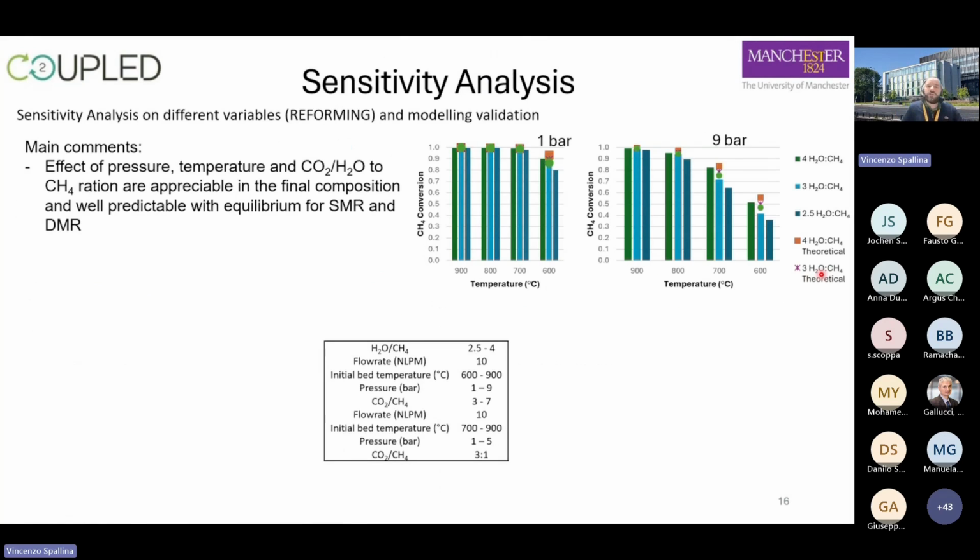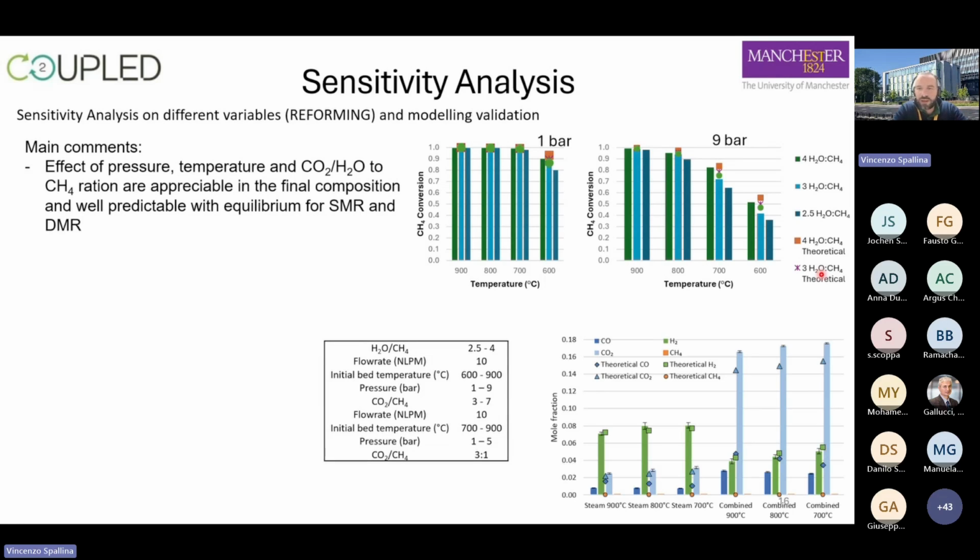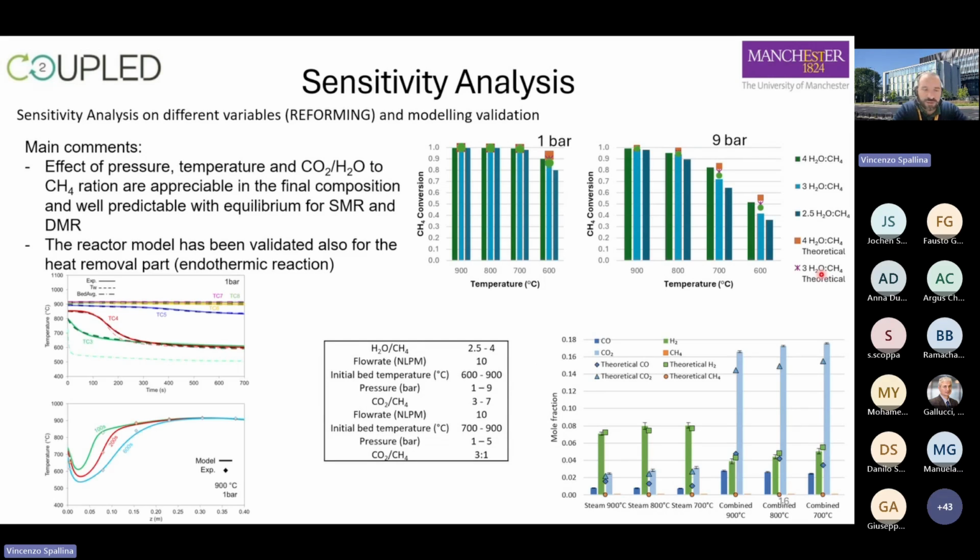There is also some sensitivity analysis on the reforming, and what you can see here is that changing temperature and pressure still provides a composition close and predictable to the one you can find at equilibrium. We were also able to compare those results for the cases of steam reforming, dry reforming, but also steam and dry reforming together. The reason we did that is because one of the things we wanted to check was the hydrogen to CO ratio, which you can imagine is very important for the coupled project where we are going to produce syngas for Fischer Tropsch.